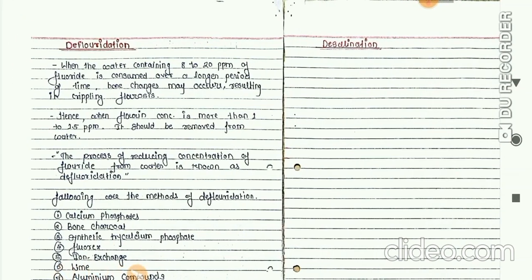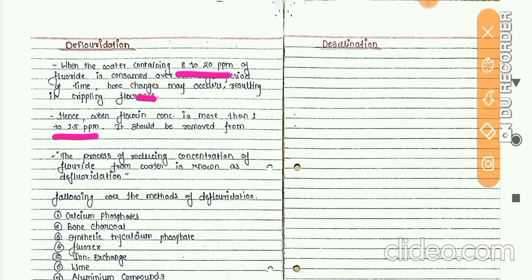As we have to raise the fluoride content. If the content is 8 to 20 ppm, again we have to remove that excess fluoride so that it will not damage the bones. So to avoid that, we have to remove that excess fluoride. It should not be more than 1.5 ppm.